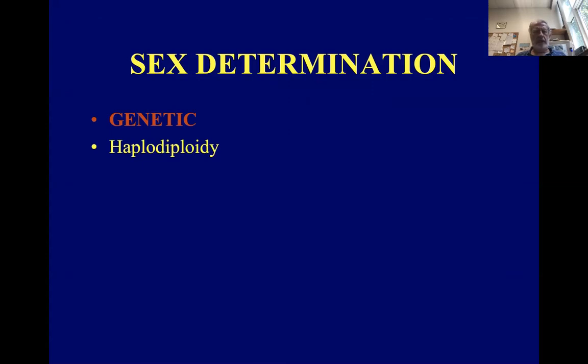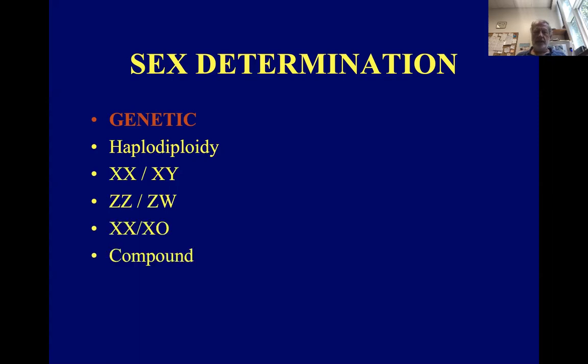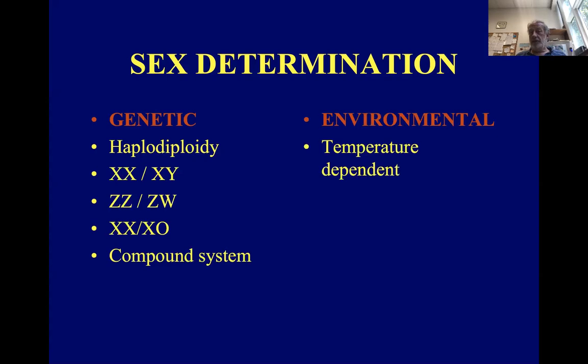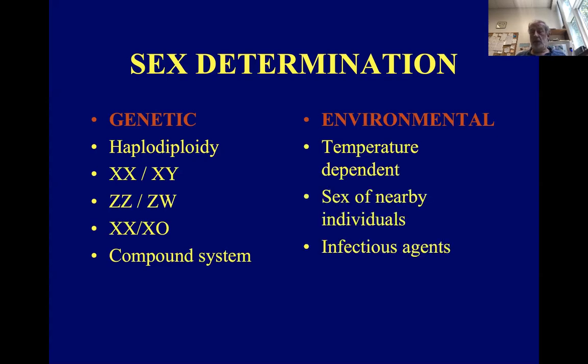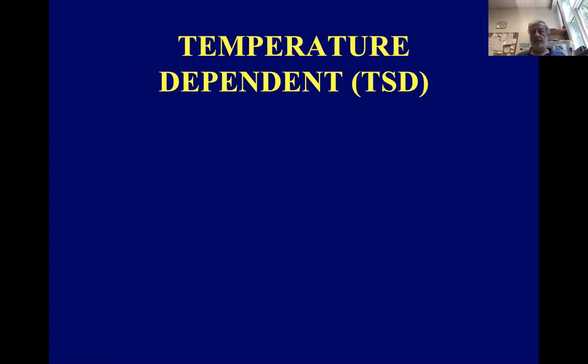One genetic way is haplodiploidy. There's XX/XY, ZZ/ZW, XX/XO, and a compound system where the sex chromosomes are in groups. Then there are environmental ways like temperature-dependent sex determination, sex of nearby individuals, and infectious agents that can change the sex of some organisms. So we'll discuss the environmental ones first, and then the genetic ones.